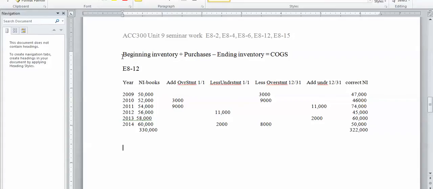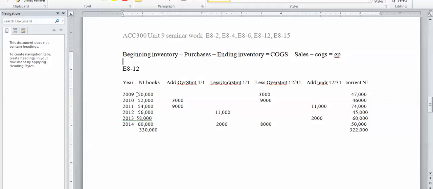We're going to use the formula: beginning inventory plus purchases minus ending inventory equals cost of goods sold. Cost of goods sold ends up being part of the gross profit: sales minus cost of goods sold equals gross profit. So when the inventory number is incorrect, it affects ending inventory, and then the next year it affects beginning inventory, which affects cost of goods sold in both of those years, which affects gross profit, which flows on down to net income.